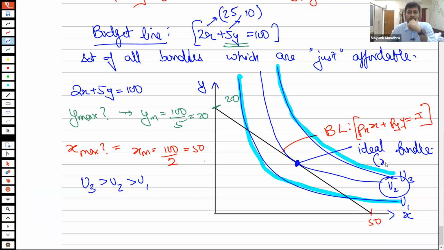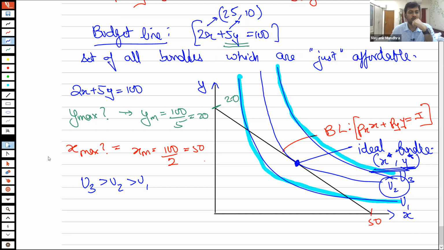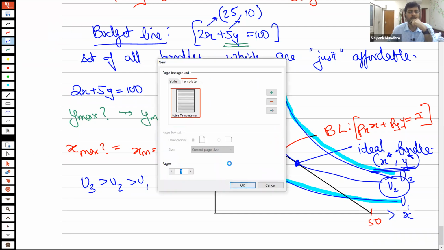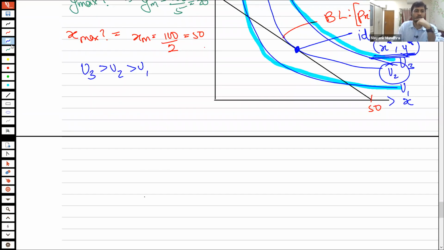So let me call this bundle X star comma Y star. So how do I find this bundle? In order to find this bundle, I have to find X star and Y star. So in order to solve this problem, I want to find the values of X star and Y star. So let us just quickly write down what we know.